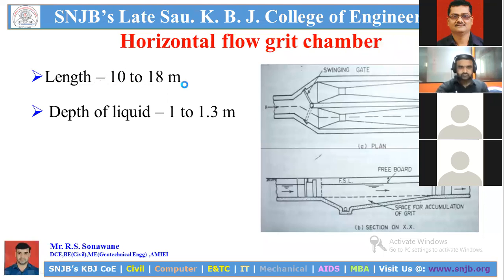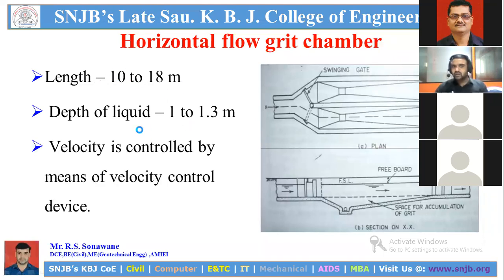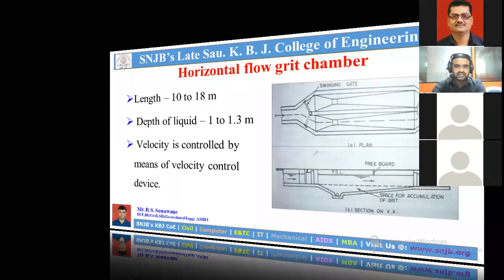Then velocity is controlled by means of velocity control devices. So in the grit chamber, velocity is controlled by the velocity control devices. You know all the devices you learned in FM1 and FM2. So what devices can you see here? In the next slide we will see exactly what the devices are.